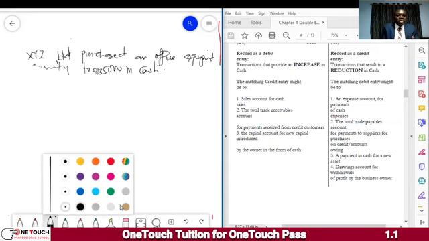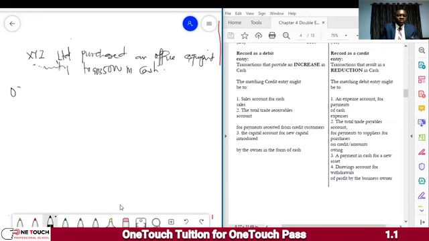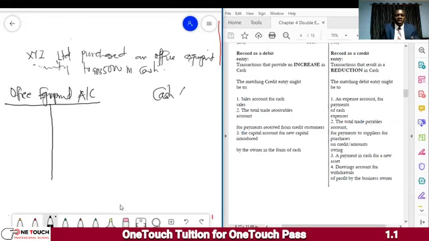So here we open the office equipment account. Office equipment account. Okay. Good. And we open our cash account as well. Good. So we should indicate our debits, and indicate our credits.